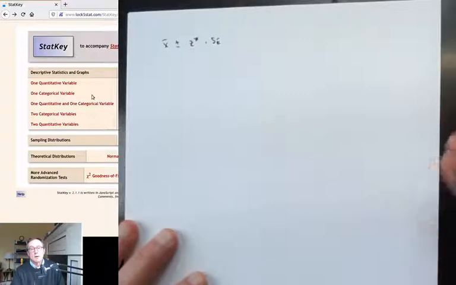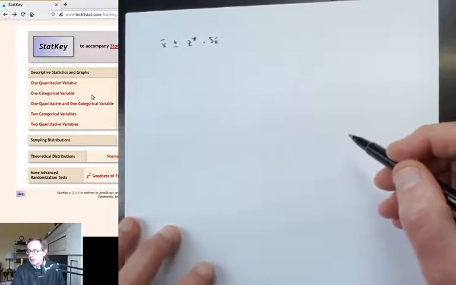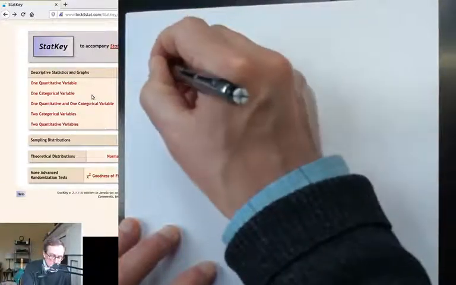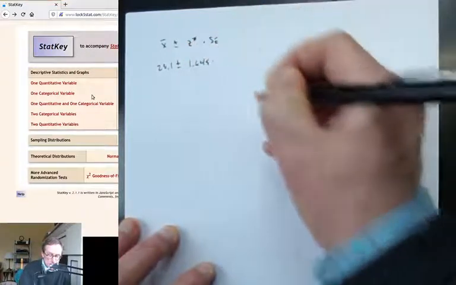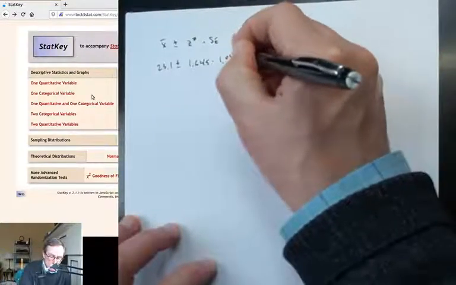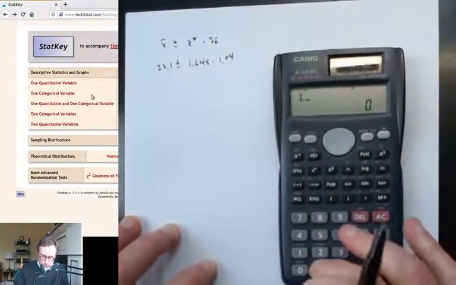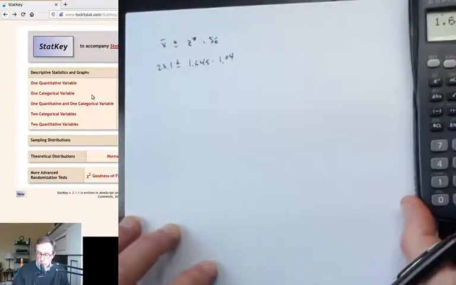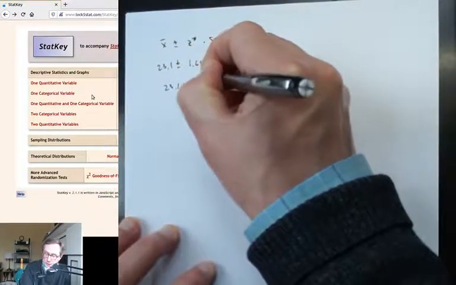SE, standard error. Now these confidence interval problems turn out to be remarkably straightforward. They threw a lot of numbers in there to confuse you, but there's nothing actually much to do there. So x bar is 23.1, plus and minus 1.645 times the standard error, which is 1.04. I'll take out my calculator and see what 1.645 times 1.04 is. It's 1.7108. So this is 23.1 plus and minus 1.7108.